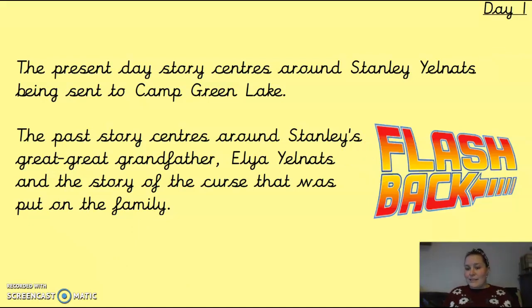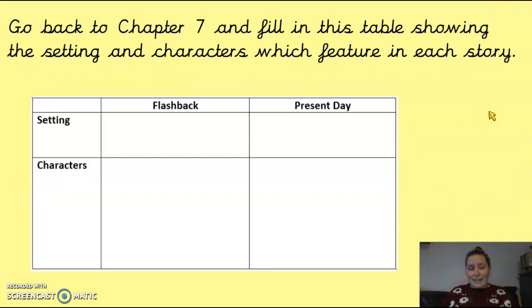Now, what I want you to do today is to go back into chapter 7 and then fill in the information here. So you don't have to fill in an actual table, you can just write it down. So I want you to go and find the setting for the flashback. So where is it happening? Where is it set? The setting for the present day. Where is it happening? Where's the story set? And then the characters for each. So make a big list of the characters for your flashback and the characters for the present day.